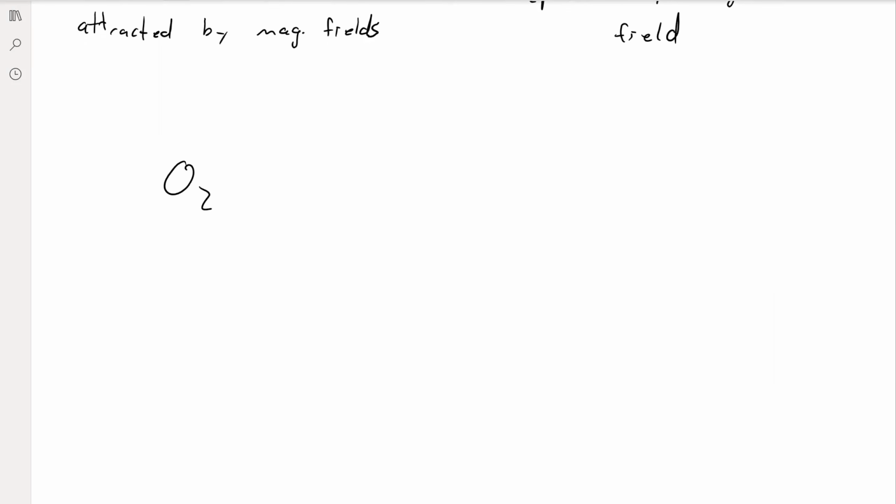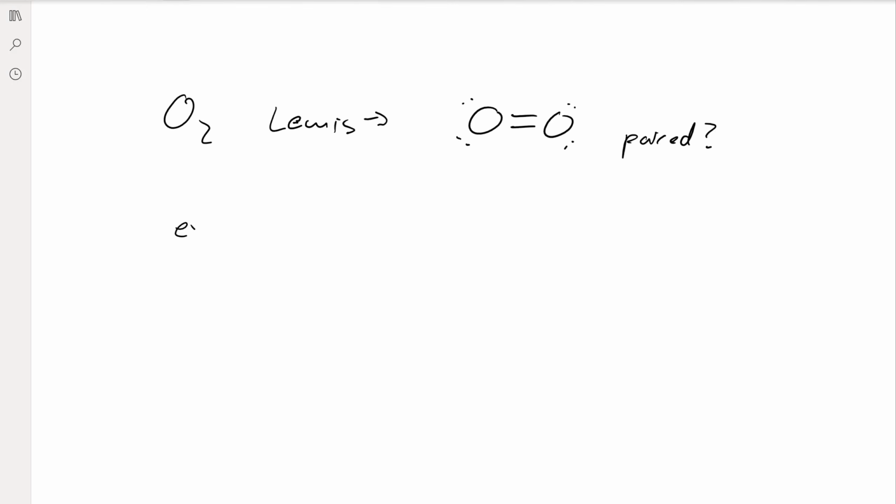So let's take a look at O2. If we take a look at the Lewis diagram, we would think that everything is paired and thus diamagnetic, right? All the electrons are either in bonds or in lone pairs, in which we have two each. However, when we do some experiments, we find that O2 is actually paramagnetic.